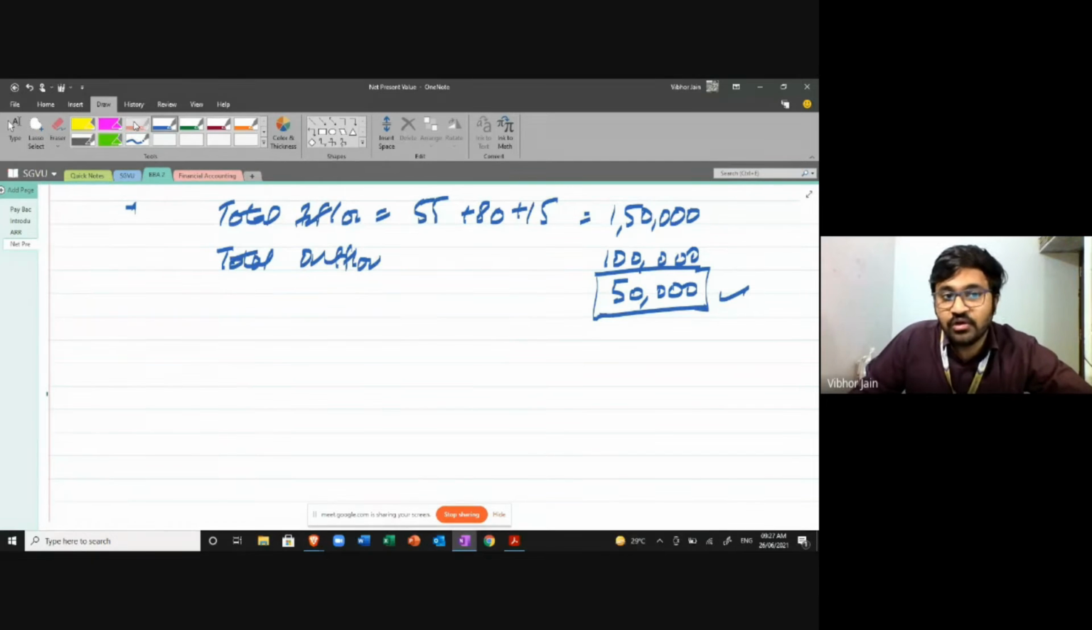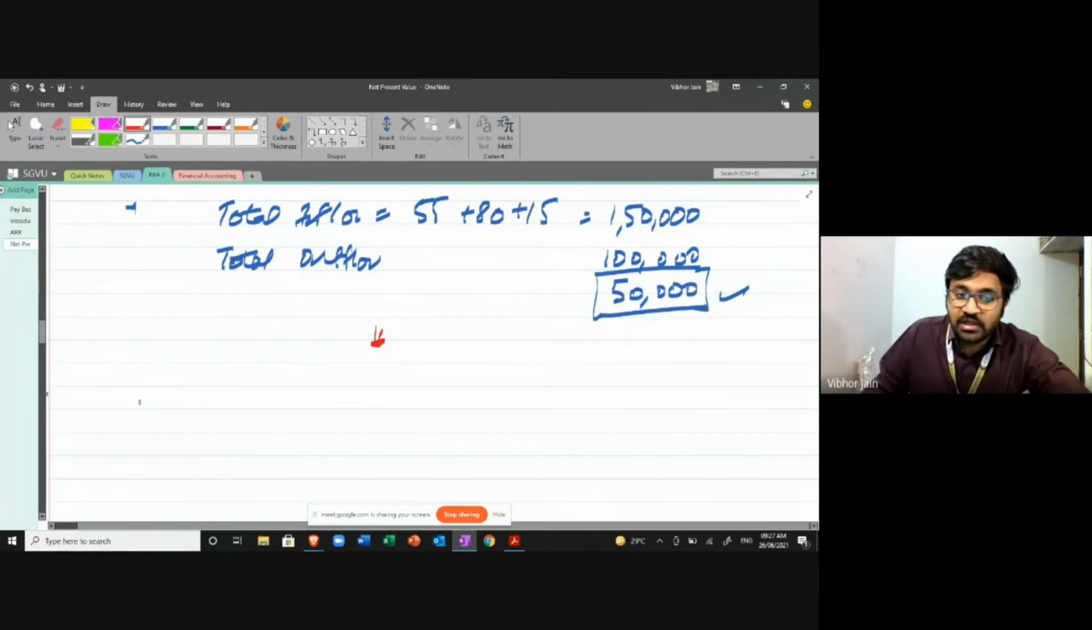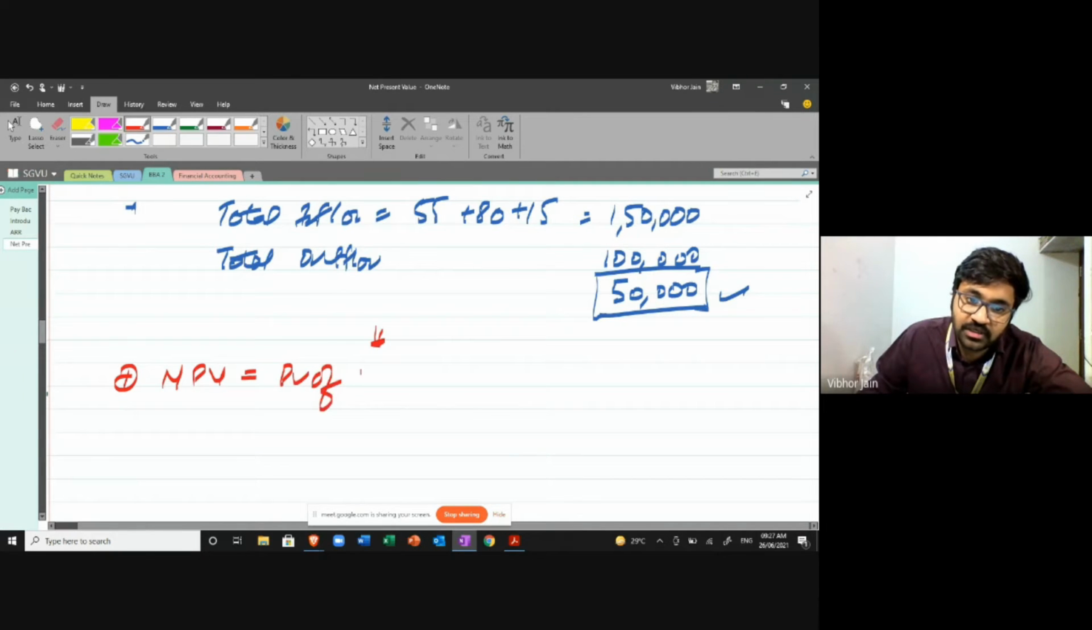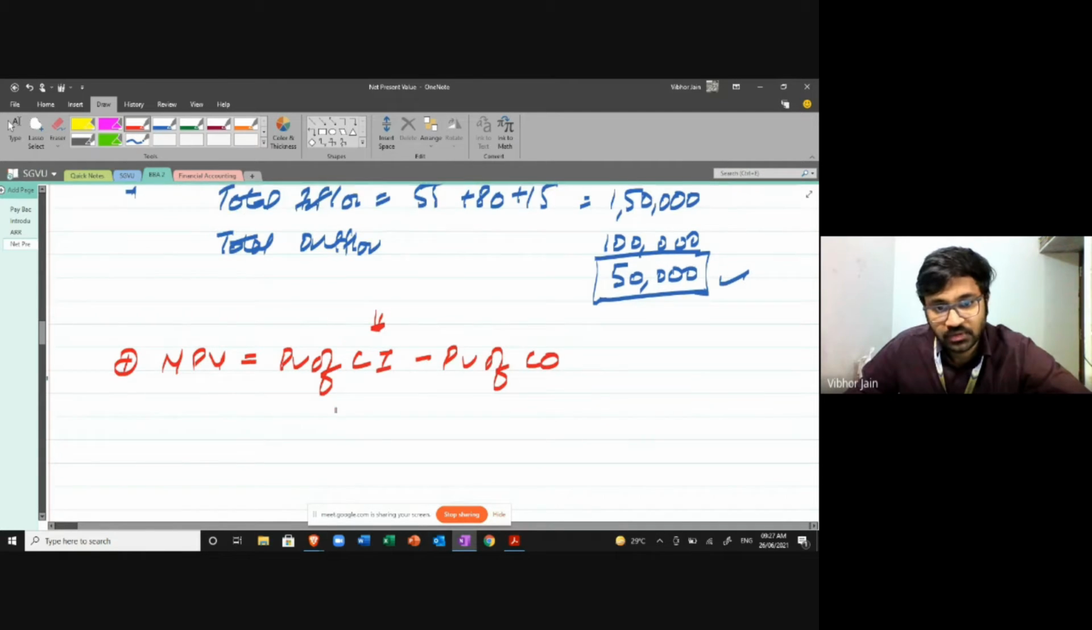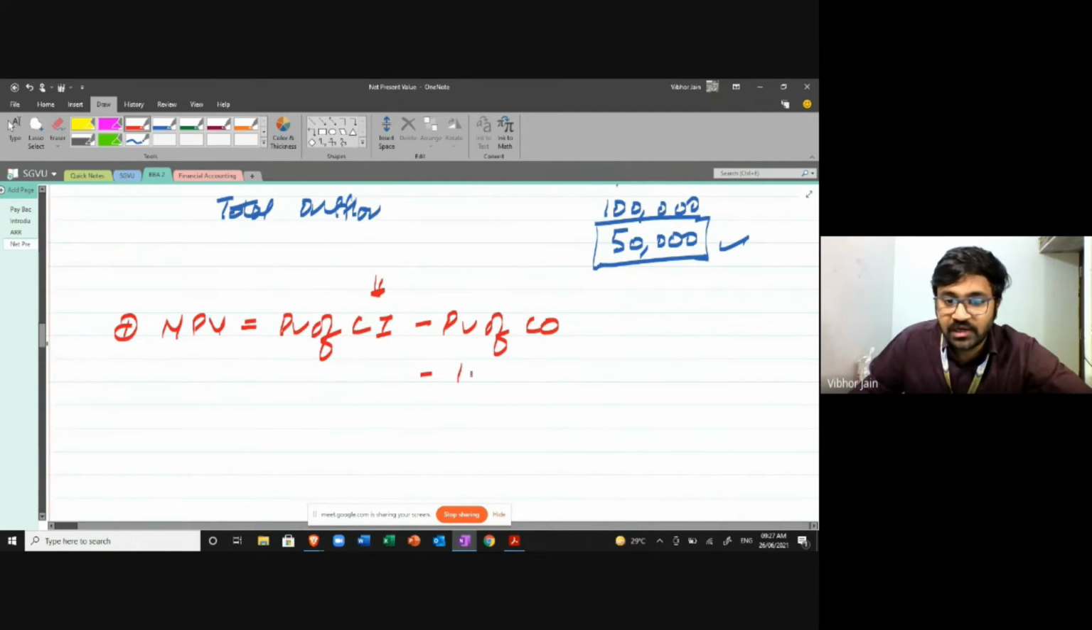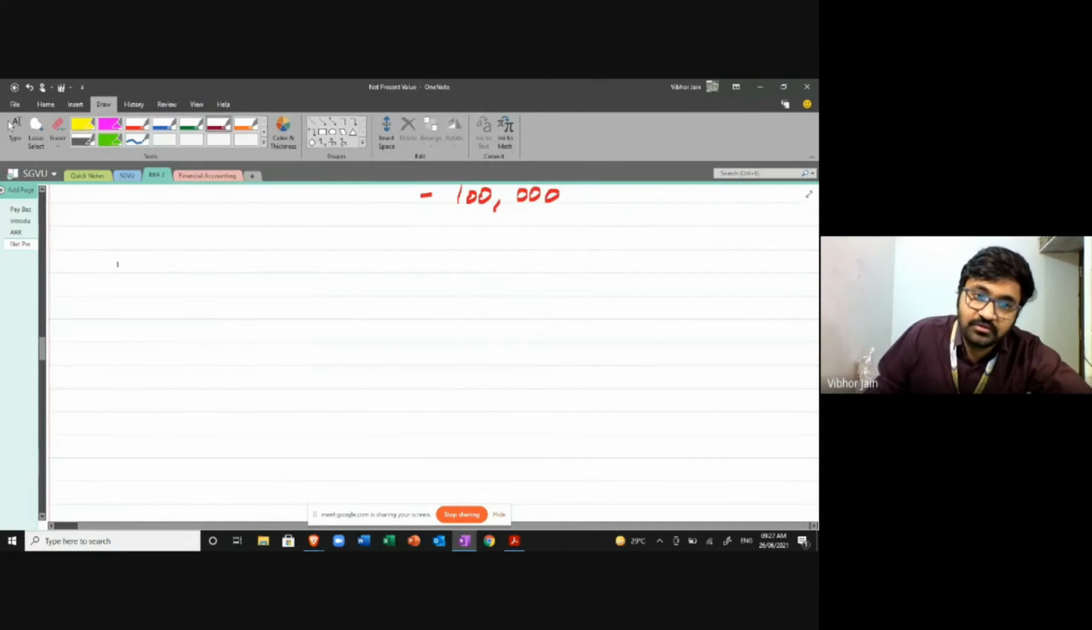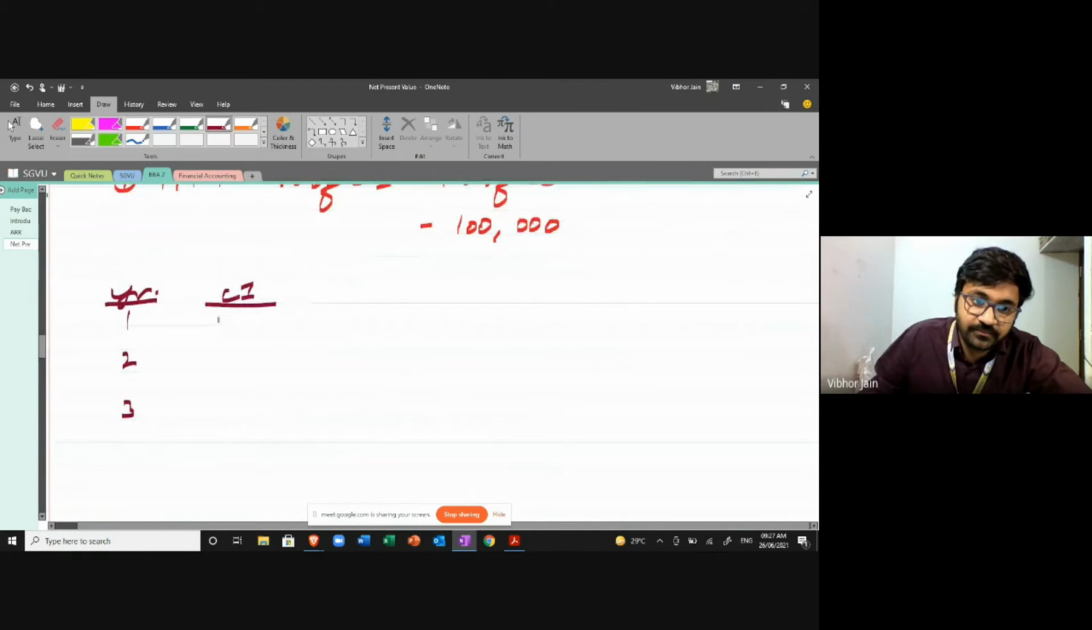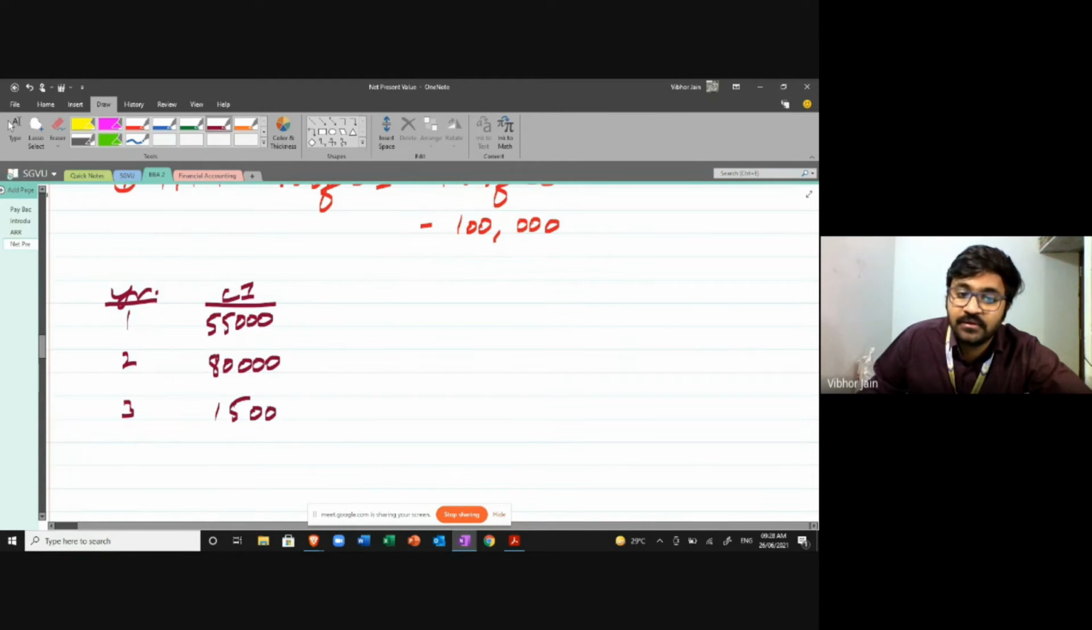But since we know the principle of time value, we are going to apply it. This is how I'm going to calculate. First, I'll write: net present value is equal to present value of cash inflow minus present value of cash outflow. What is the present value of cash outflow? 1 lakh, which I am paying right now, so this is the present value. What is the present value of cash inflow? I'll make a table. Years 1, 2, 3; cash inflow 55, 80, 15.